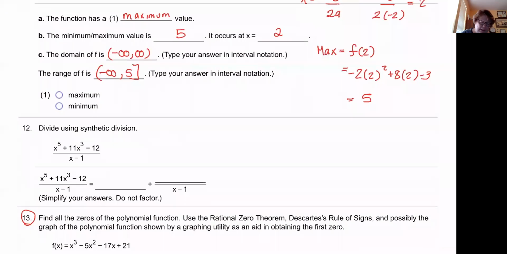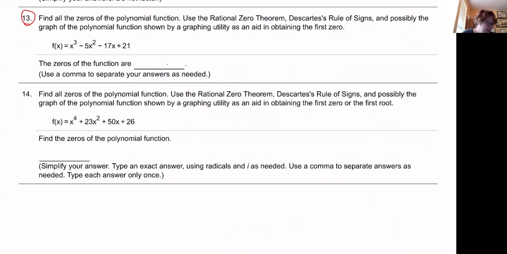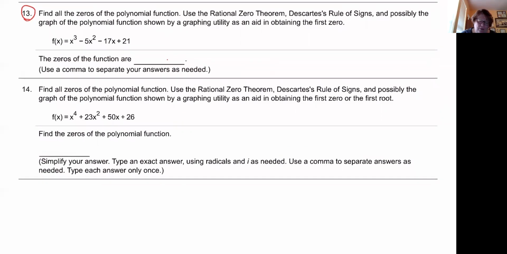All right, we're going to skip 12 and we're going to do problem 13 next. Problem 13, find all the zeros of this polynomial function. And then it gives you some suggestions. It tells you to use the rational zeros theorem, Descartes' rule of signs, possibly graph it to find a zero. Any of those suggestions are great. You know, for example, Descartes.